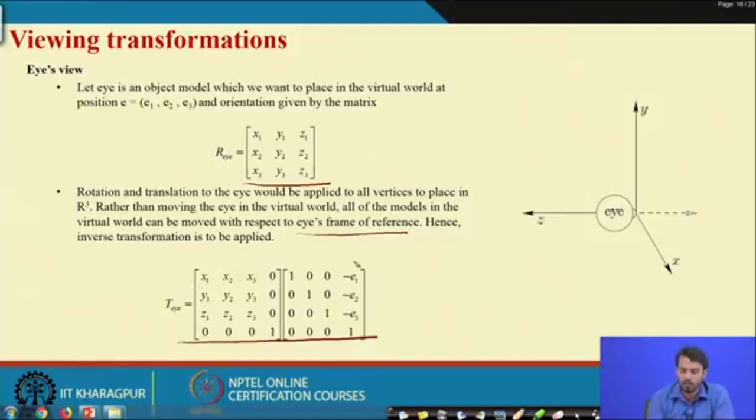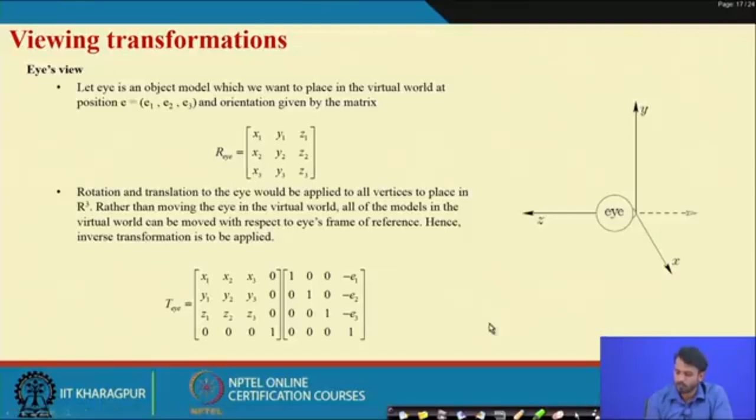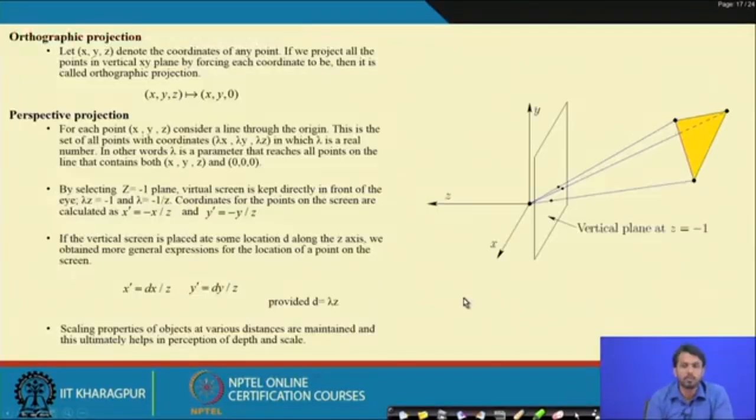In this, we will go for the translation along with the rotation. So, two kinds of matrices will be considered here. Next, we will see orthographic projection and the perspective projection.